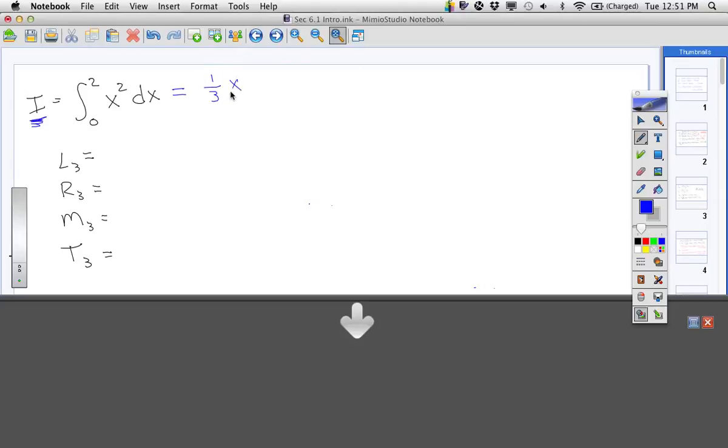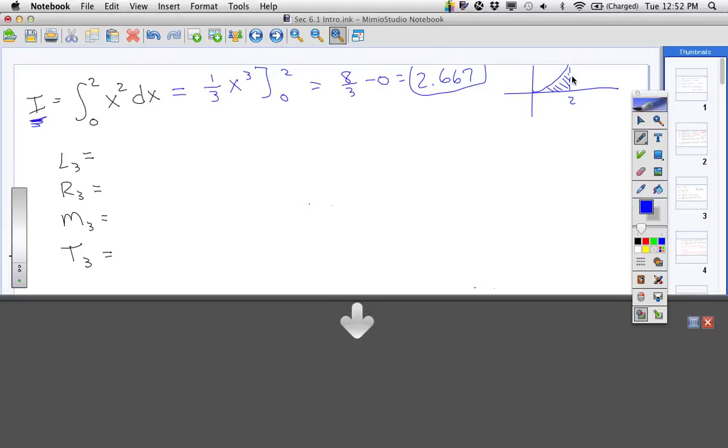So we get 1/3 x cubed, right? Some problems we won't be able to do that. Of course, if you can't, they won't ask you to. Okay, and then we get 8/3 minus 0, which you know is 8/3. And I'm going to write it as a decimal, to 3 decimal places, 2.667. Of course, it doesn't hurt to draw a little picture of what we're talking about. We're talking about a parabola, 0 to 2. We're talking about this piece of area right here. That's our exact area.